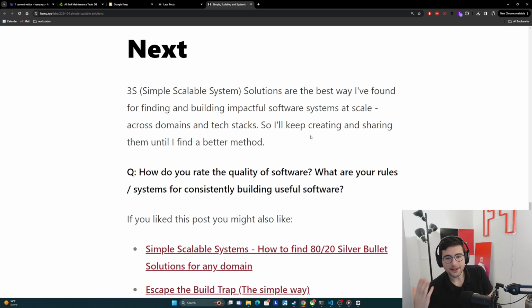Now, my question for you is: how do you rate the quality of software? What is your method for doing this? What are your rules and systems for consistently building useful, impactful software?